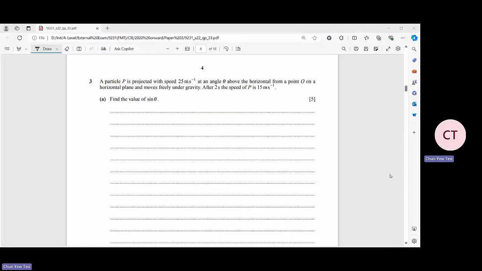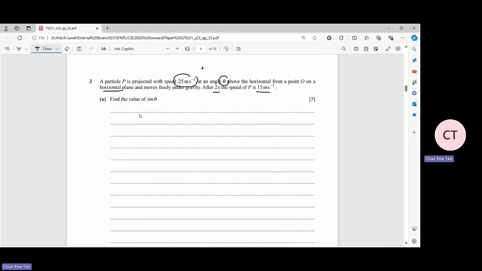Now we take a look at question number 3. A particle is projected with a speed of 25 meters per second at an angle theta above horizontal from the point O on the horizontal plane, moving freely under gravity. After 2 seconds, the speed of P is 15 meters per second. Find the value of theta.